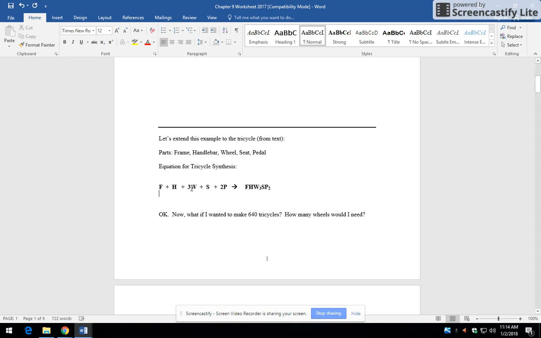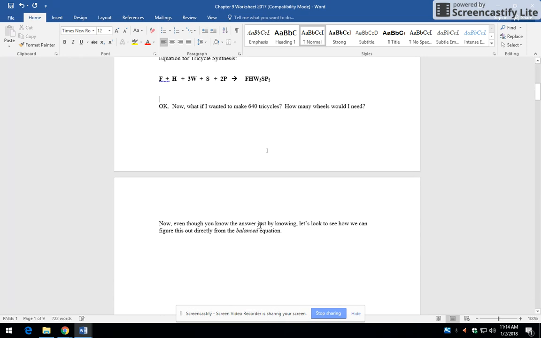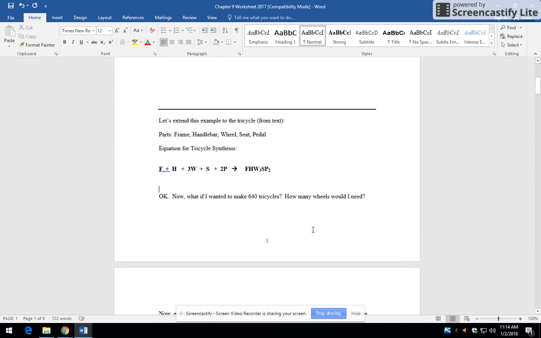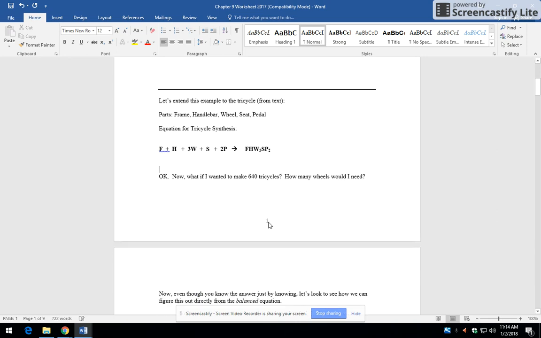How many wheels, how many W's, would I have needed in order to make 640 of these? You go ahead, press pause, and do it your normal math way like you would have done it anyway. Okay, hopefully you came up with 1,920. That's fine. You should be able to show the work for that, and I'm expecting to see that work as part of your homework here, not just the number, but the work. It's brief work, but the work.